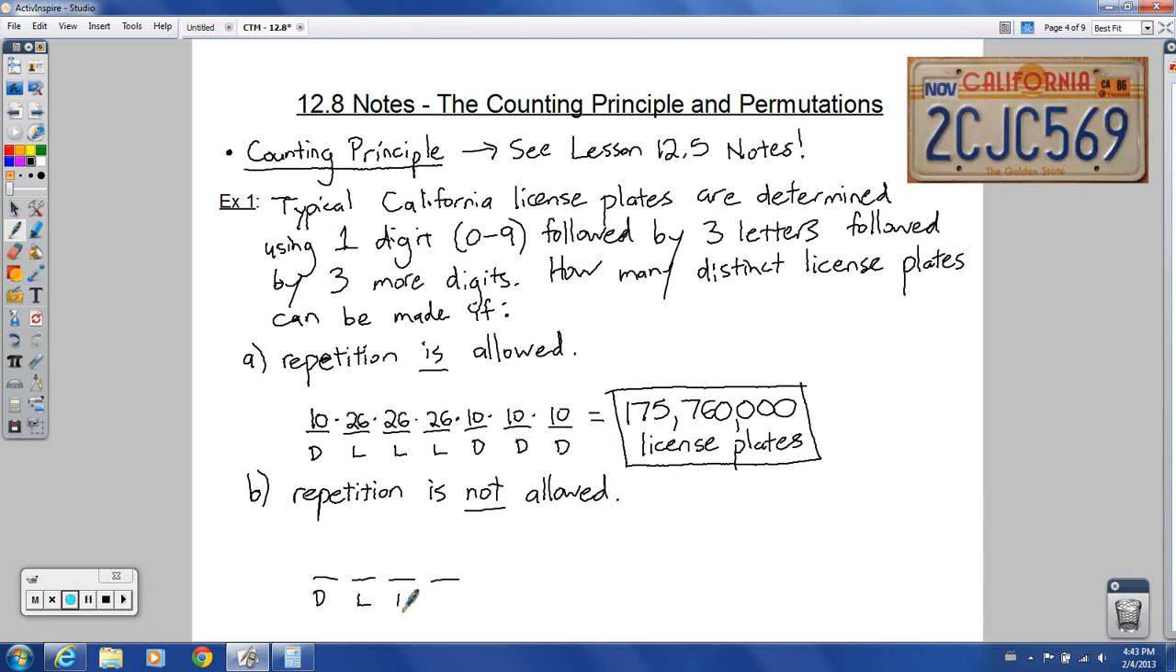Start it off the same way. So digit, letter, letter, letter, digit, digit, digit. So how many digits do you have to choose from at the beginning? If repetition is not allowed, you have 10 to choose from at the beginning.